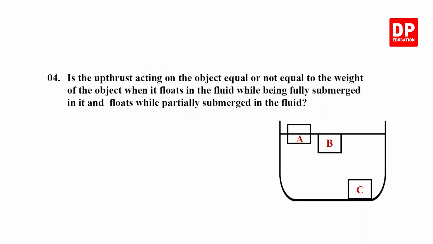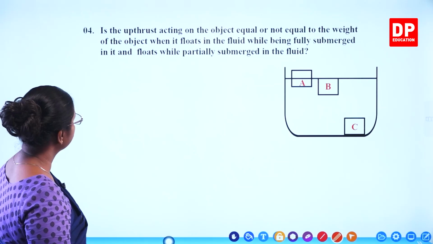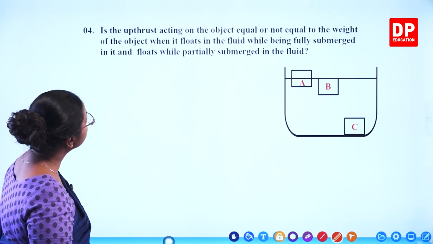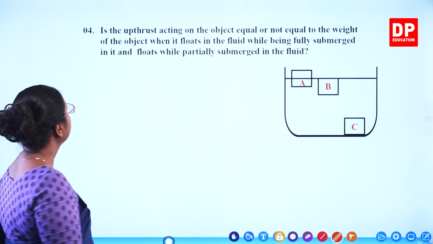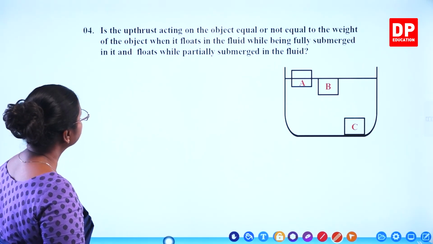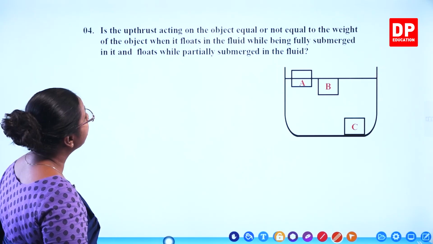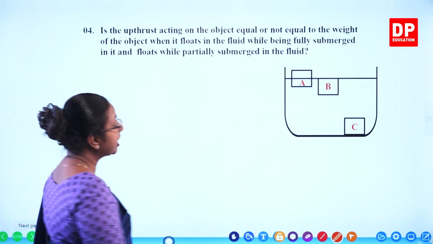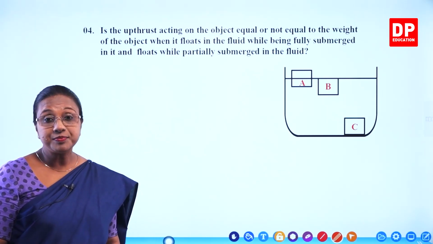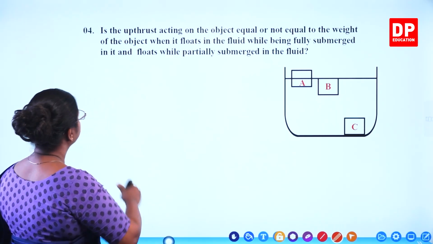The fourth question here. Is the upthrust acting on the object equal or not equal to the weight of the object when it floats in the fluid while being fully submerged in it and floats while partially submerged in the fluid? So, those are the first two instances, A and B. In both instances, the upthrust is equal to the weight of the object. So, that is what you have to write.